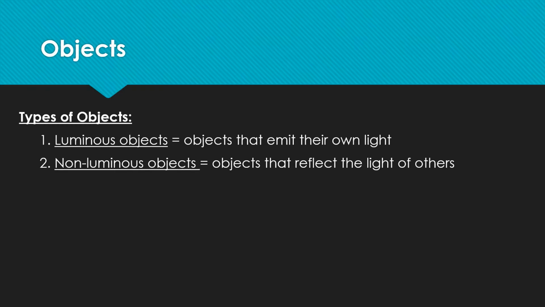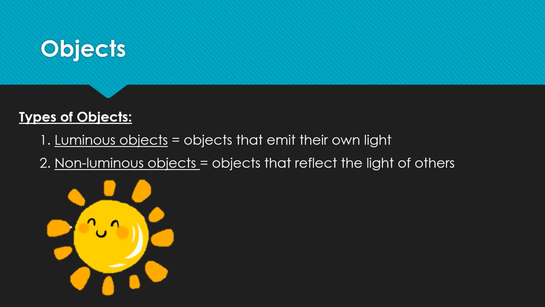We see two types of objects, luminous objects and non-luminous objects. Luminous objects emit their own light. They produce light in and of themselves. They glow. Non-luminous objects, on the other hand, do not glow. They simply reflect the light of others. Luminous objects include the sun and the lamp on your nightstand.